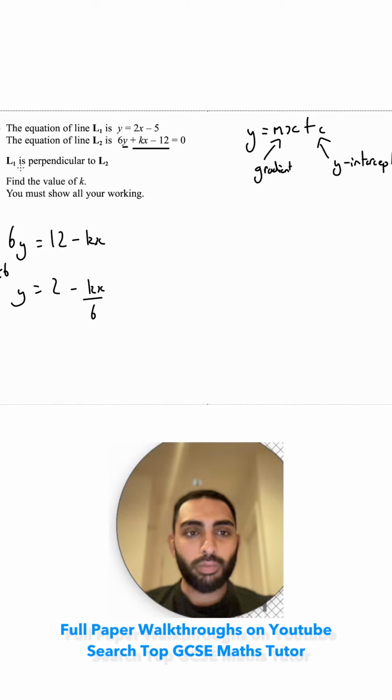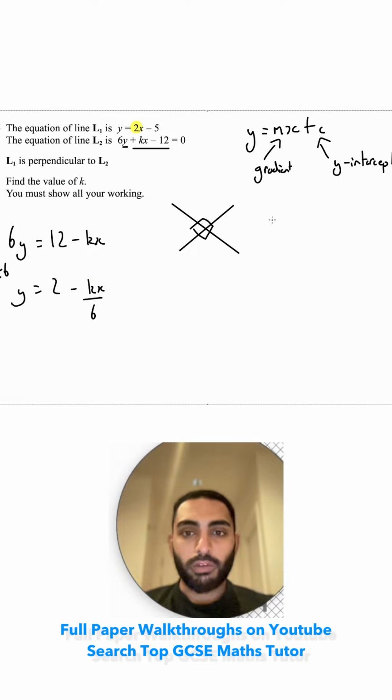It says line 1 is perpendicular to line 2. So this is saying that they're both crossing at right angles. So there's right angles going on there. And it's also saying the inverse reciprocal of this gradient will be this gradient. Find the value of k.